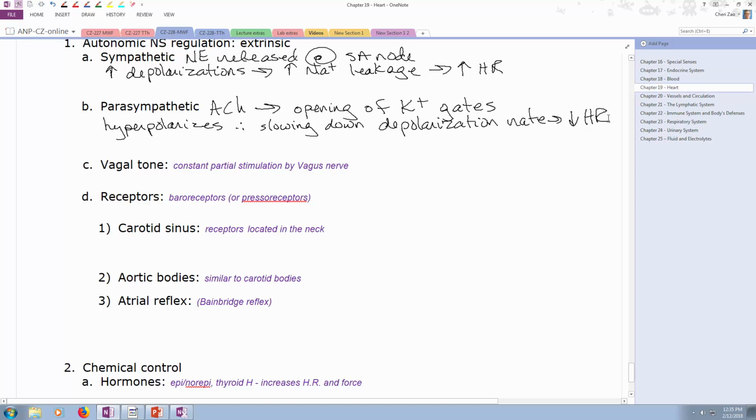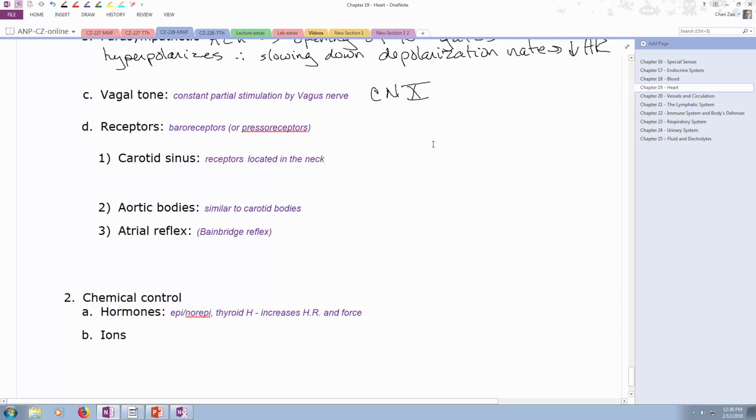Vagal tone, well, remember the vagus is cranial nerve 10. And we are in parasympathetic dominance. And the vagus is the nerve that leaves the skull and wanders around. That's what the vagabond is all about. And wanders around and gives parasympathetic innervation to our organs to actually allow us to have that resting activity that actually occurs. And so it is the vagus nerve that keeps our heart rate at between 70 and 80 beats per minute.